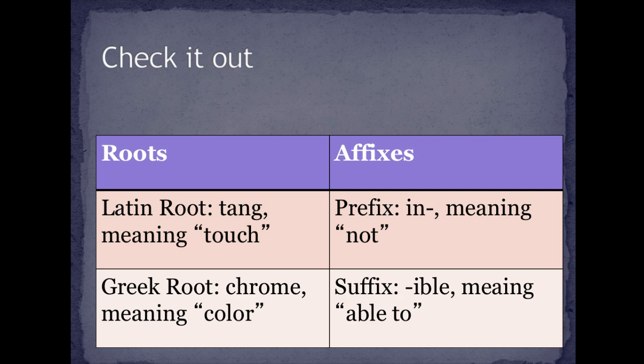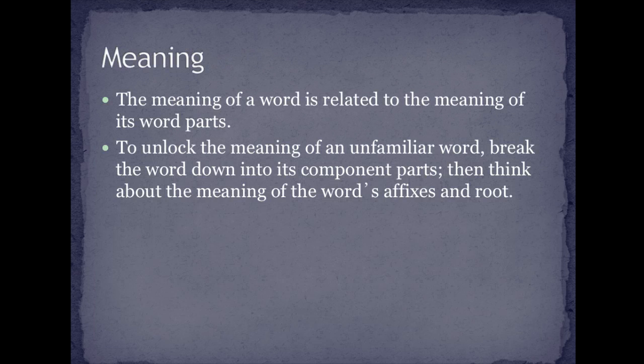Oh, there's a typo there. That should say meaning, able to. So those are some ideas. Those are some roots and affixes which you might be familiar with. So the meaning of a word is related to the meaning of its word parts. So basically what we're trying to say is that if you can find the meaning of the different parts in the word, so the base word or the root word and the prefix or suffix if there is one, if you understand those meanings, you can figure out or unlock the meaning of an unfamiliar word.